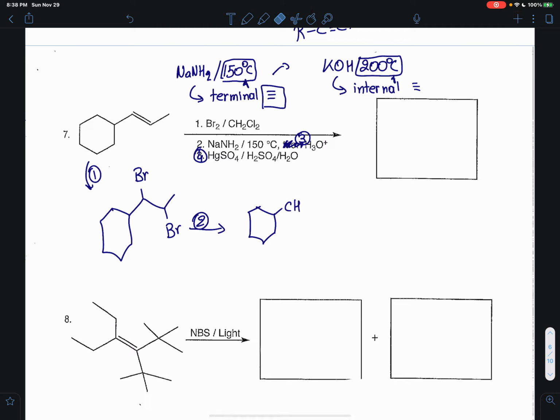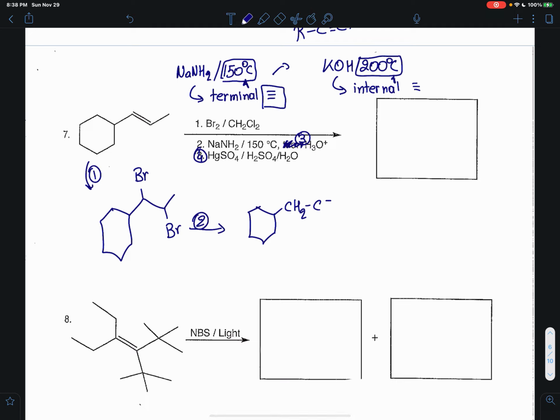Also, another thing I should mention is that when you're drawing a triple bond, make sure it's flat, because remember, it's sp hybridized carbons, which means it's at a 180 degree angle. So just keep that in mind. I keep forgetting that you guys have it online.